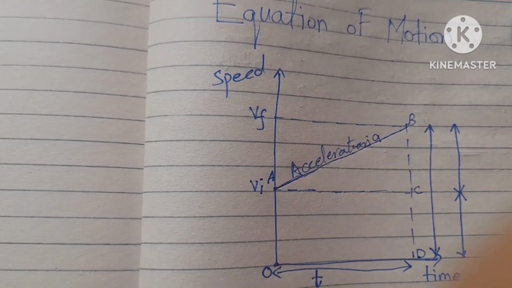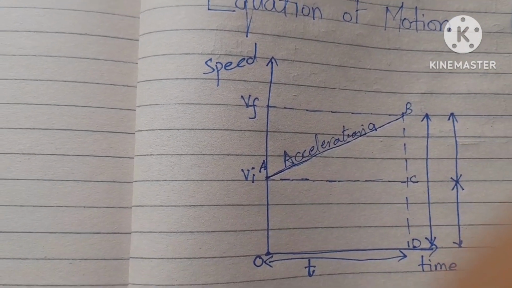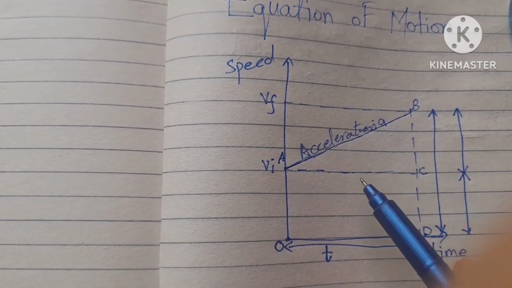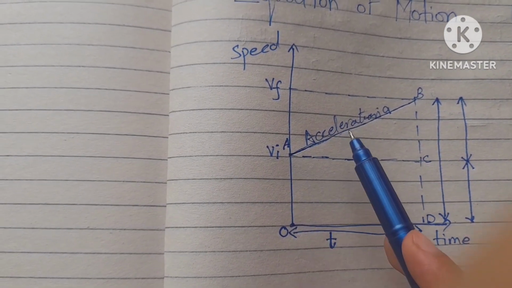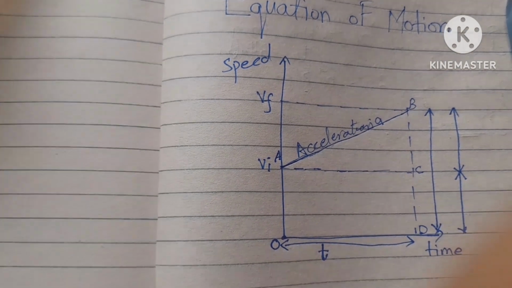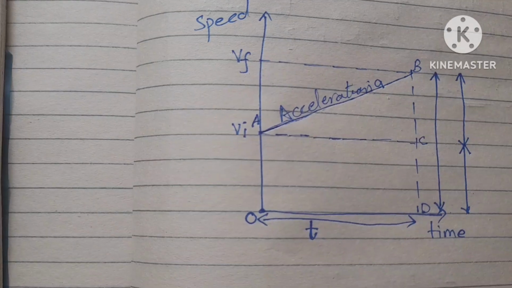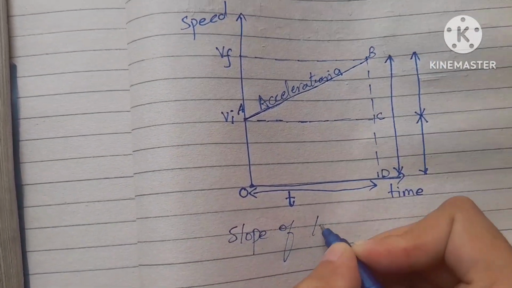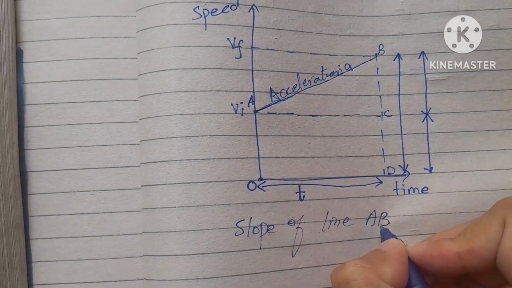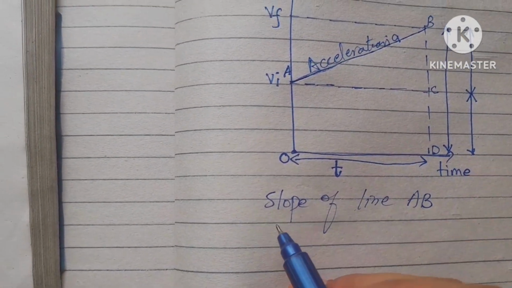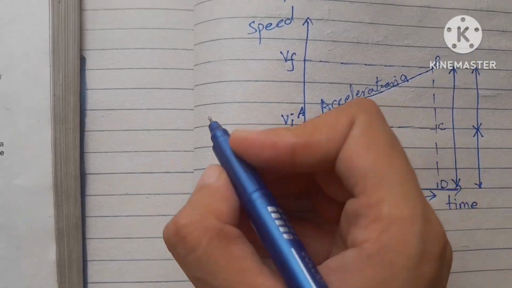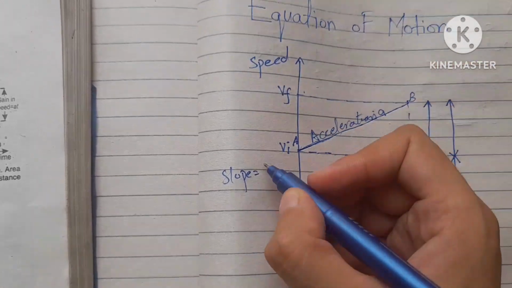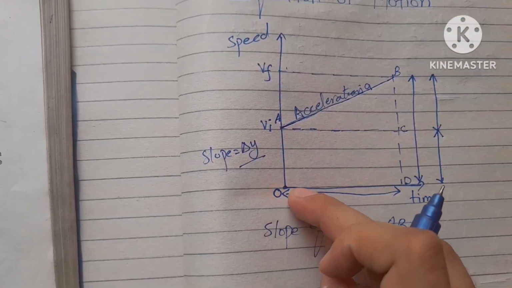Okay, in the first equation of motion we have to calculate the slope of this line AB, and by finding this slope of line AB we calculate the acceleration of that body. First you have to know the meaning of the word slope. Slope means the change in y divided by the change in x.